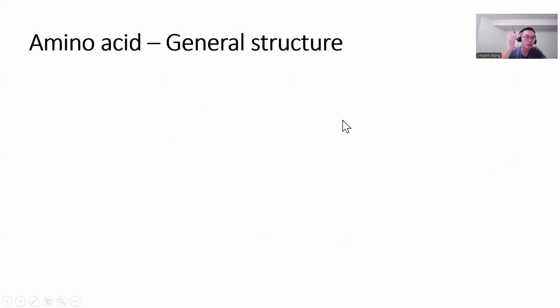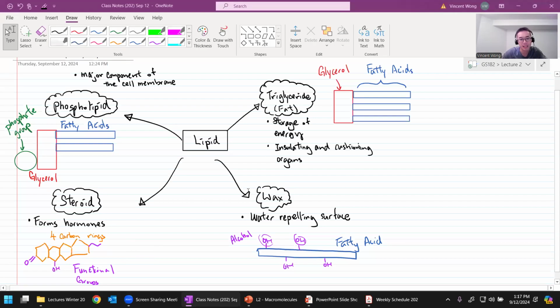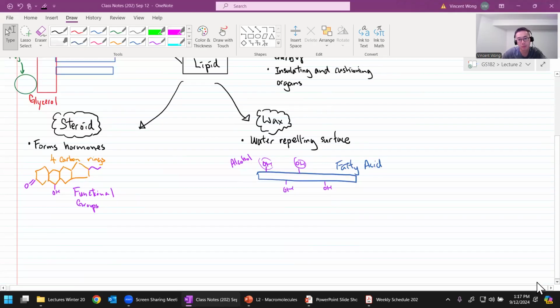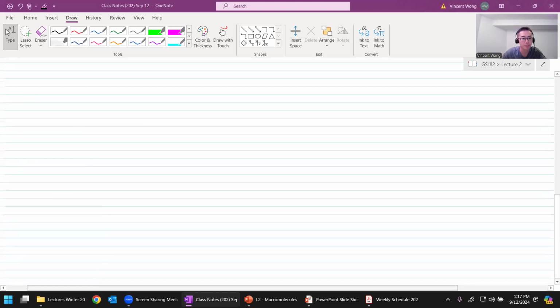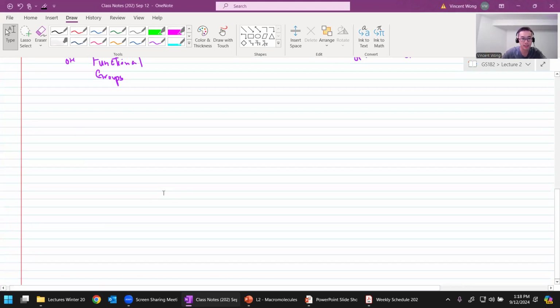All right, I'm gonna draw the amino acid for you. Not that I'm gonna ask you to draw it on the test, but I want you to understand the different parts of the amino acid. So here we go. Amino acid. There are 20 different types of amino acid, as I had been telling you. They all have a central carbon in the middle, and the carbon is connected to four things.